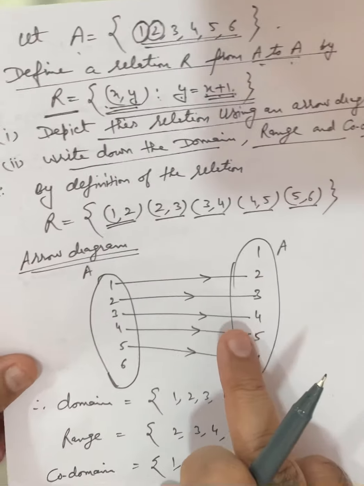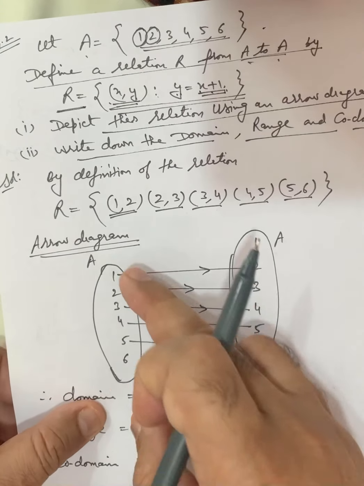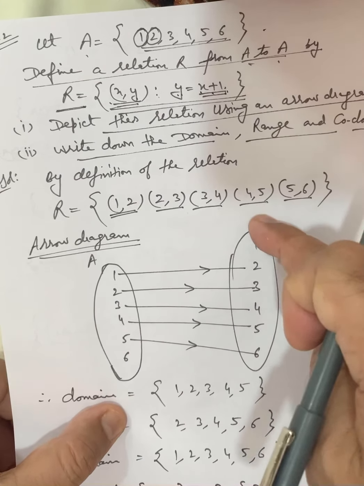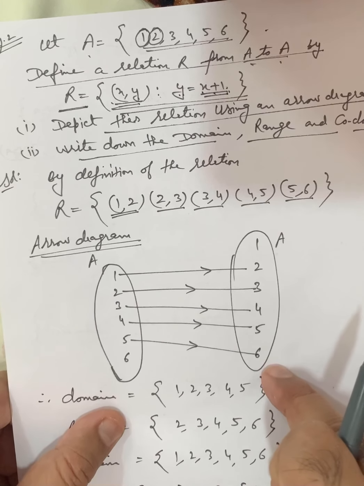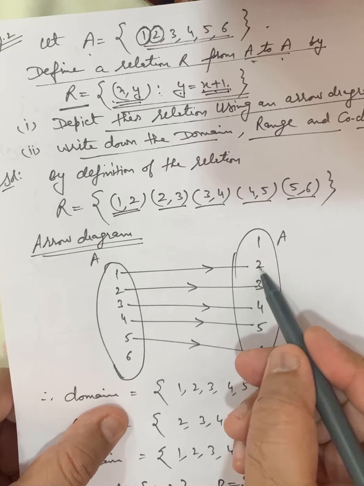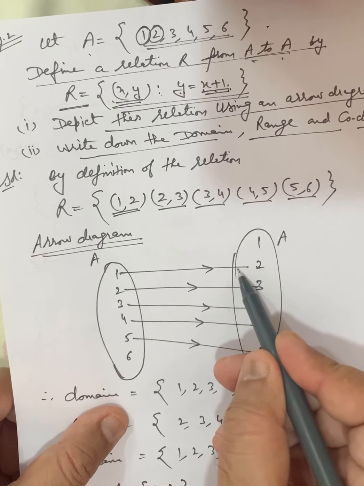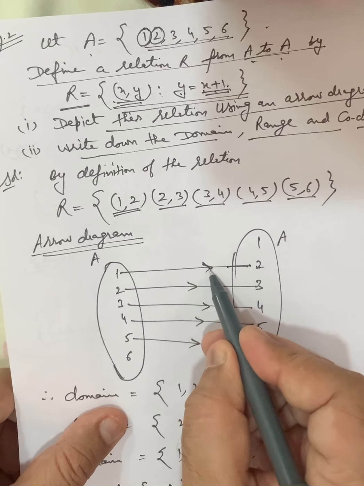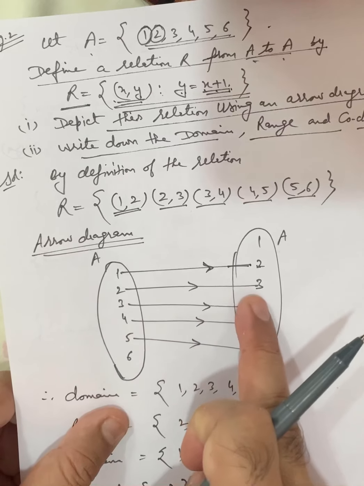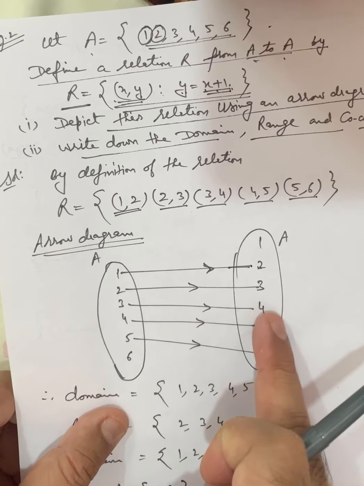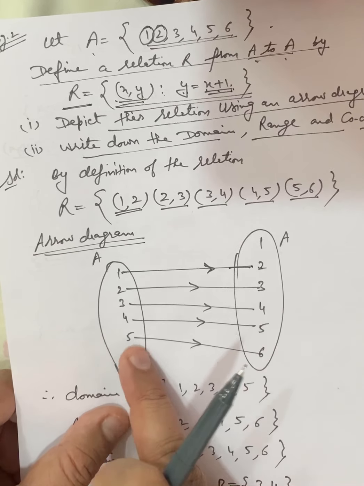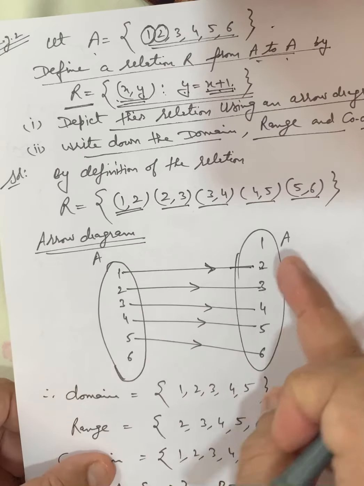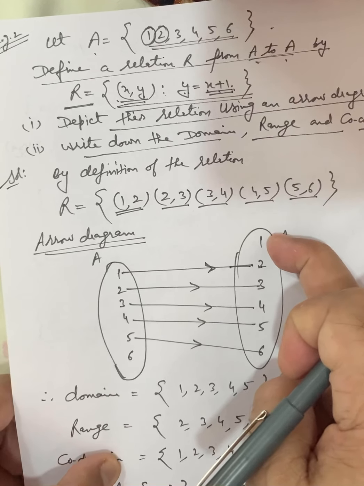Now we show this with the arrow diagram. Make a closed curve. Write all the 6 elements. Then again a second curve, with all the 6 elements. Then 1 having image 2, so 1 is related with 2 with this line with an arrow. Similarly 2 having image 3, 3 having image 4, 4 having 5, 5 having 6. So 6 had no image, it remains as it is. 1 was not involved anywhere in the second set, so it remains as it is.